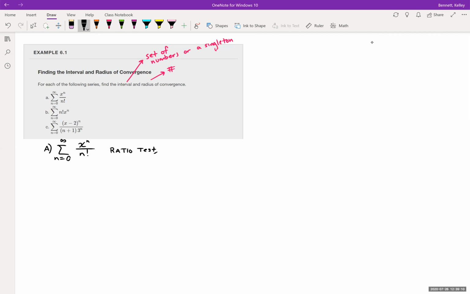So just remember that the ratio test says that if 0 is less than or equal to rho less than 1, we get absolute convergence. If rho equals 1, it's inconclusive. And if rho is greater than 1, then it's going to diverge.